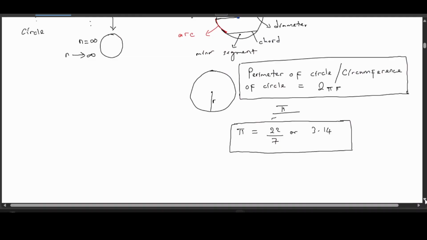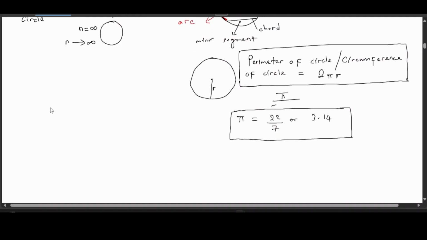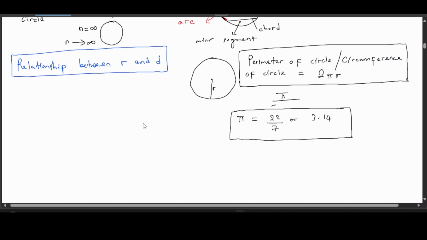Now, let us discuss the relationship between r, the radius, and the diameter d. I think this is also important. So the relationship between the radius and the diameter.